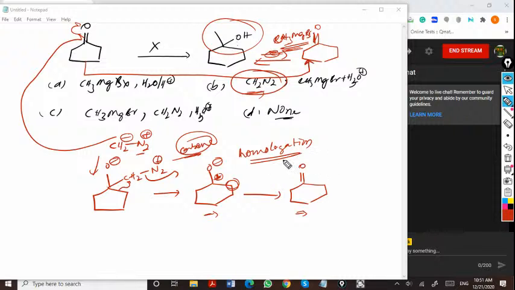So you can convert cyclopentanone to cyclohexanone, where after cyclohexanone formation, if I treat with methyl magnesium bromide, this is going to result in the methyl addition product, which on H3O plus is going to become this. Okay.